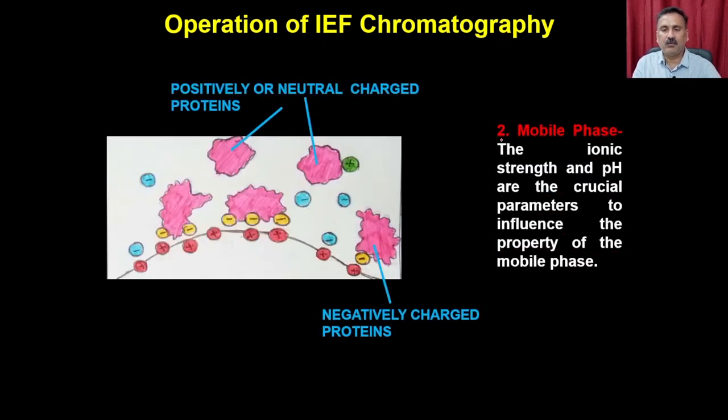Then in step two, you are going to equilibrate the column with the mobile phase. The ionic strength and the pH are the crucial parameters that influence the property of the mobile phase. And what will happen is that once you supply the mobile phase, it is going to have the counter ions that are present in the buffer. And that's how this bead or this matrix is now ready to bind the proteins.